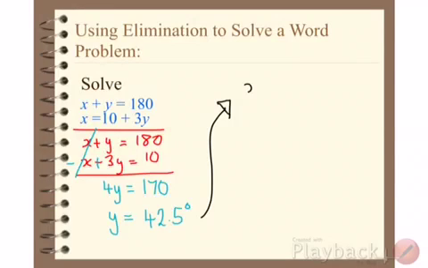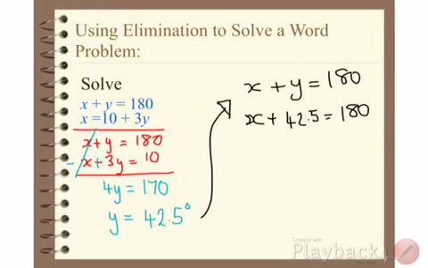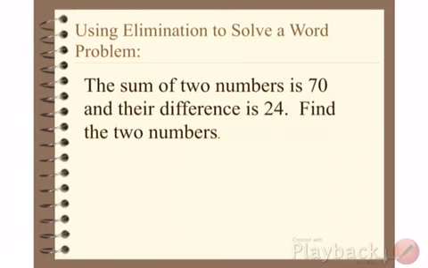So if x plus y is equal to 180, then x plus 42.5 is equal to 180. So x is equal to the difference between the two of them, which is 137.5 degrees. And that's my two angles. So I'd like you to give that one a go on your own and see how you get on. Okay guys, best of luck. See ya.